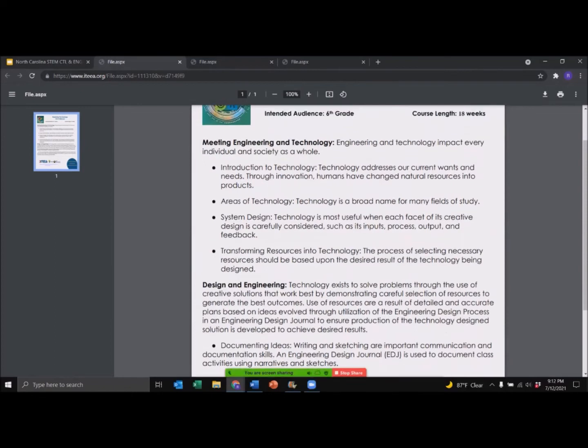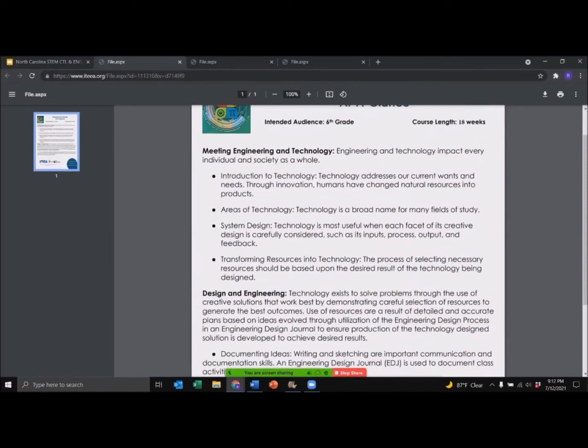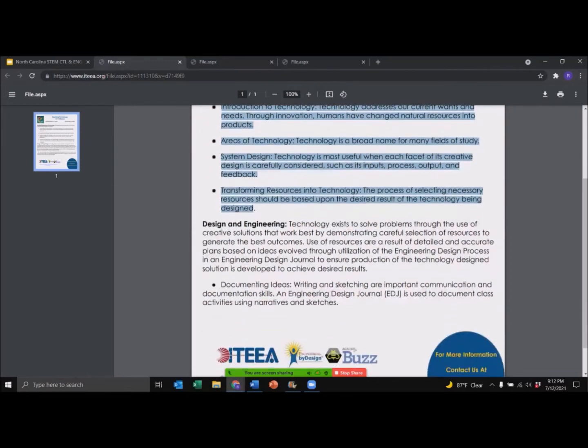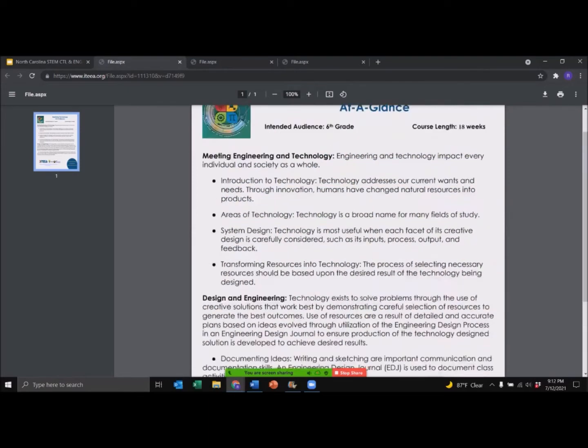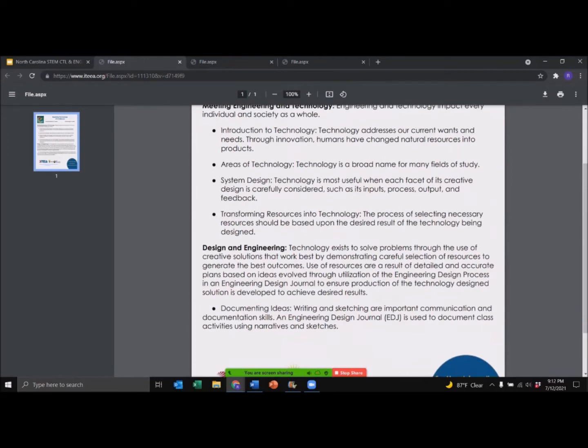and there are multiple focal points within the content: Meeting Engineering and Technology with 4 different focus regions, and Design and Engineering. Meeting Engineering and Technology is that engineering and technology impact every individual and society as a whole. Technology exists to solve problems through the use of creative solutions that work best by demonstrating careful selection of resources to generate the best outcomes. Use of resources is a result of detailed and accurate plans based on ideas evolved through utilization of the EDP, or Engineering Design Process, and Engineering Design Journal, to ensure production of technology design solutions developed to achieve desired results.